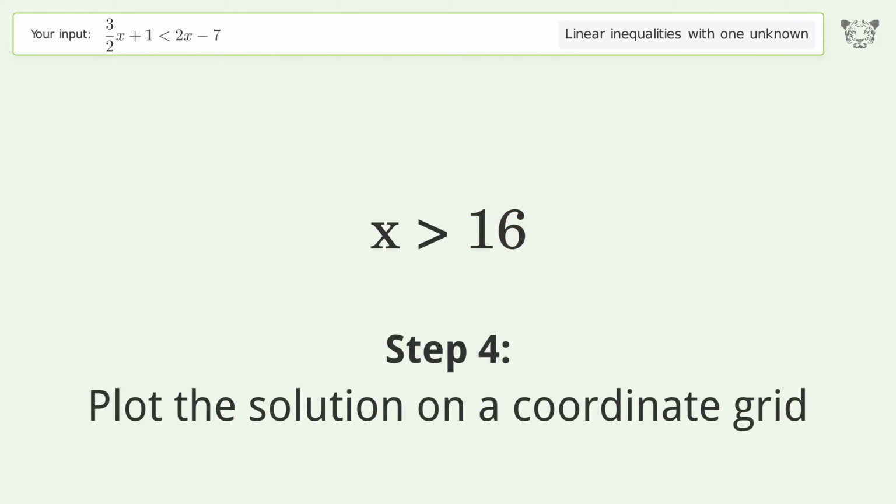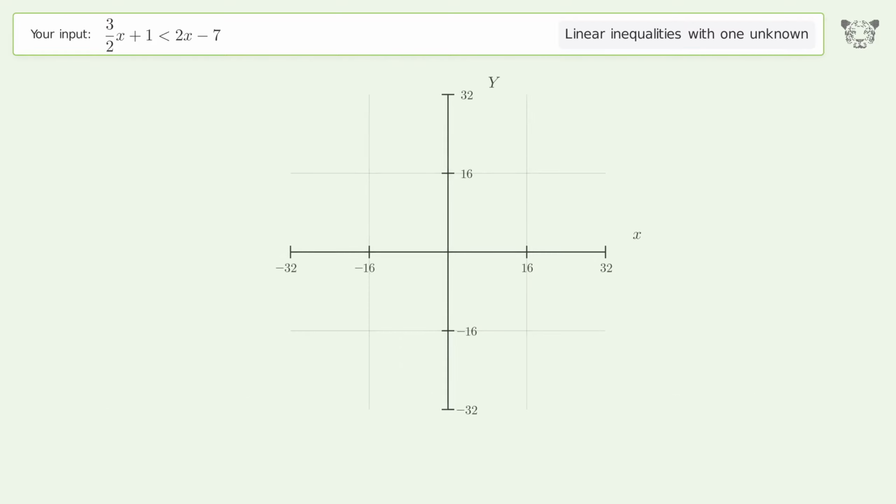Plot the solution on a coordinate grid. And so the final result is x greater than 16.